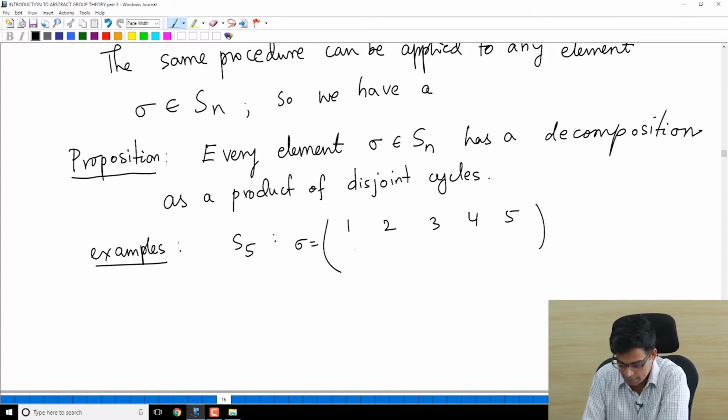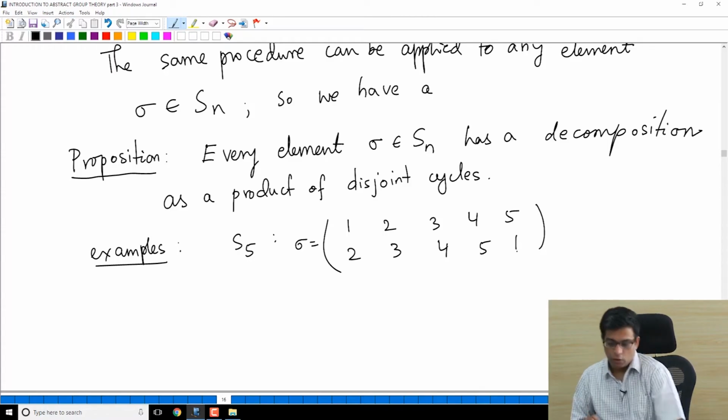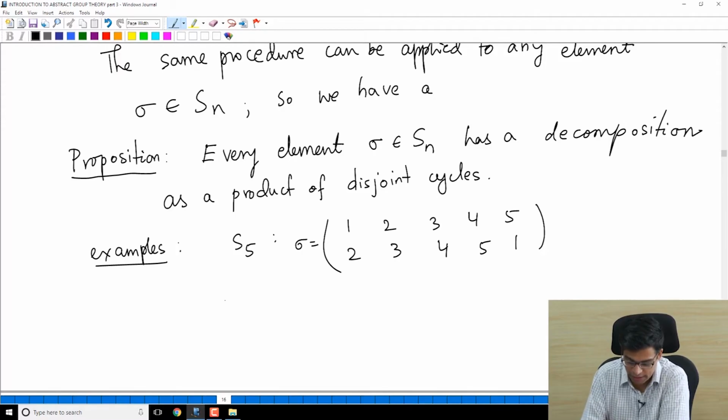Let's say sigma is 1 goes to 2, 2 goes to 3, 3 goes to 4, 4 goes to 5, 5 goes to 1. So what is a cycle decomposition? So this is called cycle decomposition.